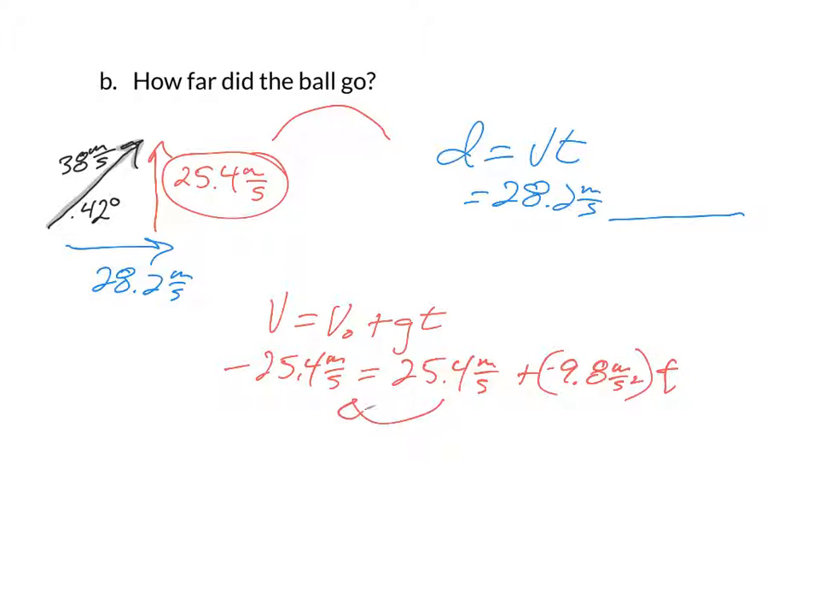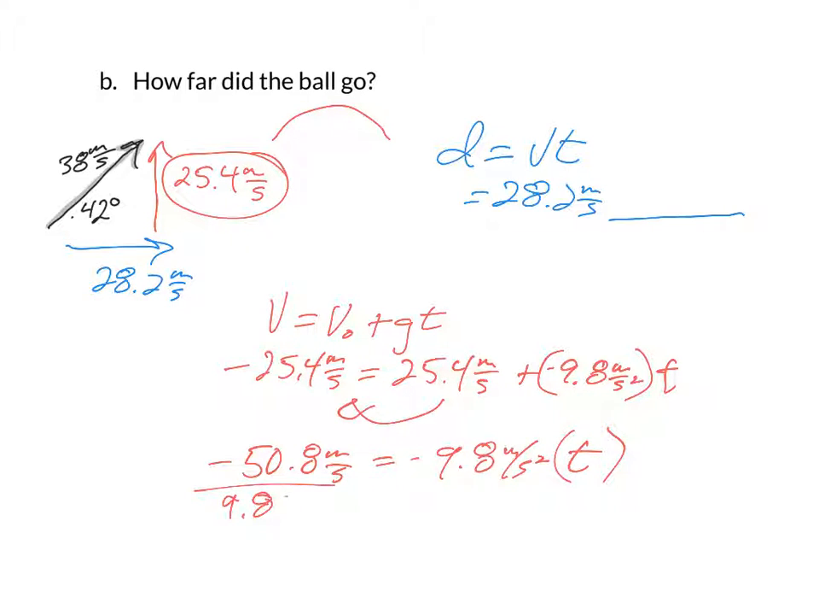I need to subtract that 25.4 from both sides and get a negative 50.8 meters per second. And my gravity's still over here sitting there negative, so I have to divide both sides by that. I'm trying to go fast. So 50.8, they're both negative, so you're going to get a positive time. Divided by 9.8, I get time equaling 5.18 seconds.